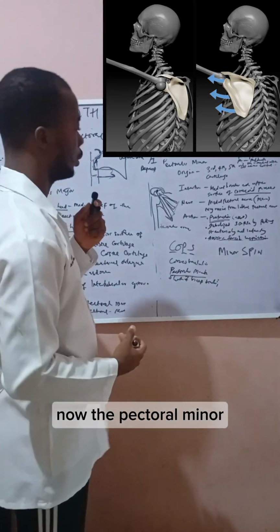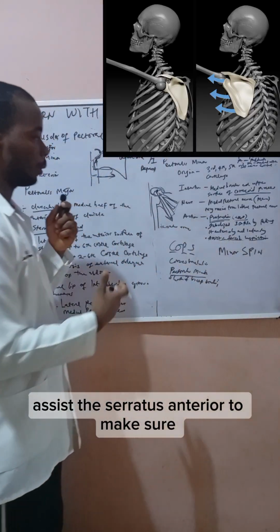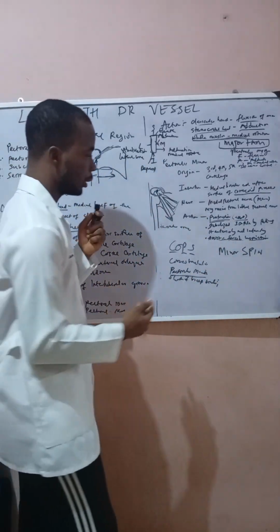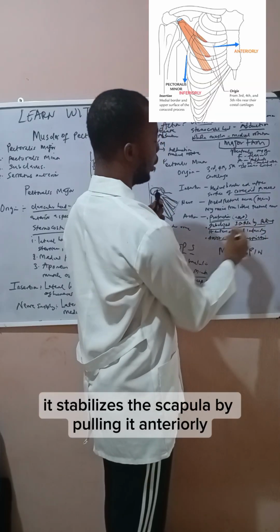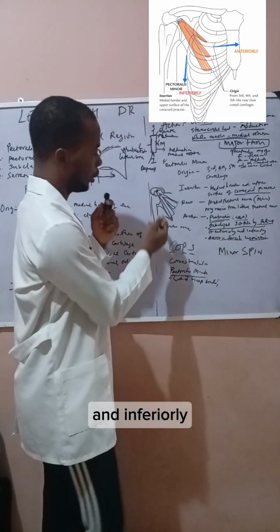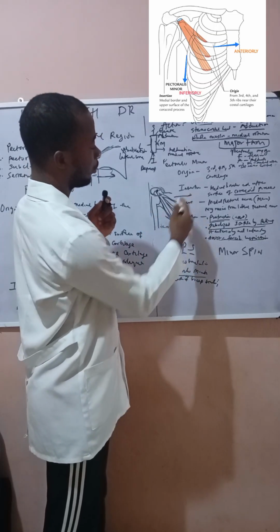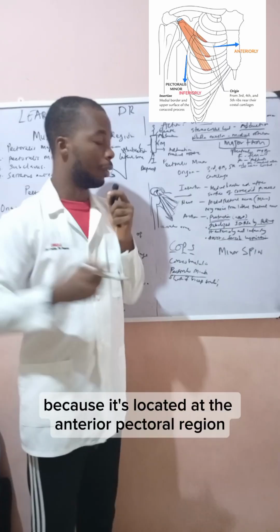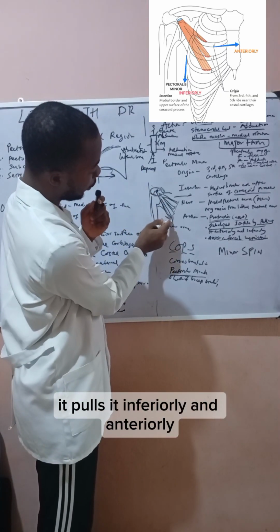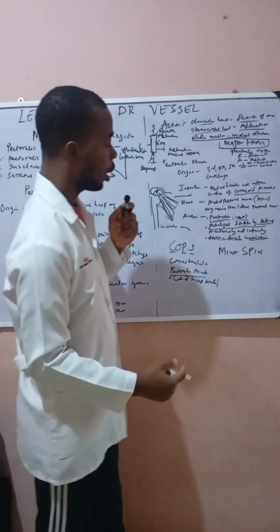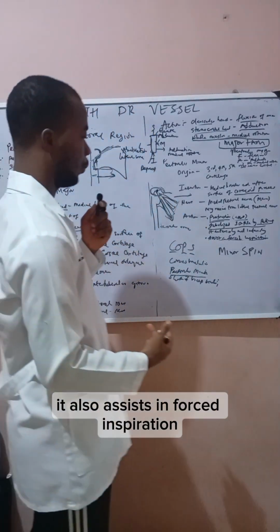Now, the pectoralis minor assists the serratus anterior to make sure that the scapula undergoes that function. It stabilizes the scapula by pulling it anteriorly, because it's located at the anterior pectoral region, and inferiorly, because of the way it moves up. It also assists in forced inspiration.